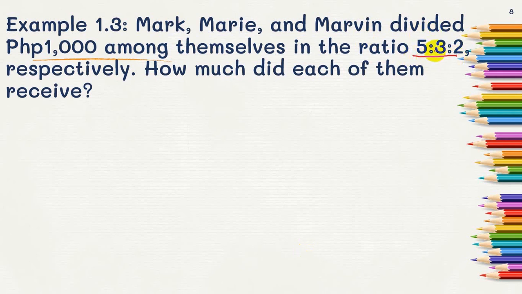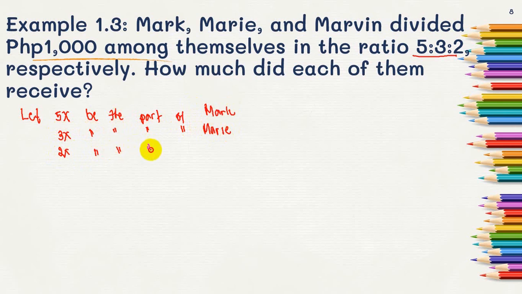So next is the same as the previous example. We have to represent. Let 5x be the part of Mark. Then let 3x be the part of Marie. And then we have to let 2x be the part of Marvin. Same idea as the previous example. If you add the 3, you will get 1,000 pesos. So it's 5x plus 3x plus 2x equals 1,000. This will now be our equation, and the unit of measurement is Philippine pesos.